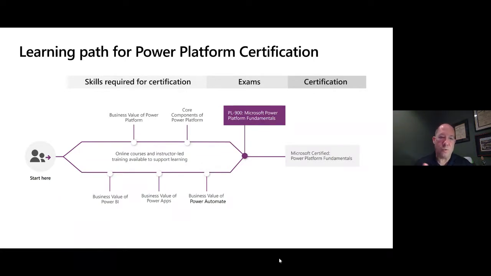So to get to that point, the skills required are business value of Power Platform, which we've talked about, the core components of Power Platform, which we've talked about, and then the business value of each of these components: Power BI, Power Apps, Power Automate, Power Virtual Agent, which is unfortunately not within this slide. And so now the question is, all right, Joe, this is great, but how do I get additional information, or how do I learn more?